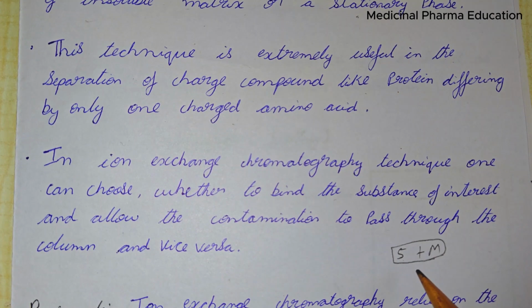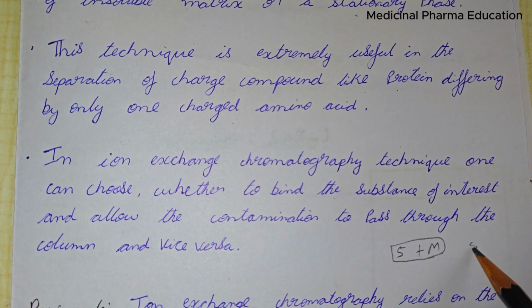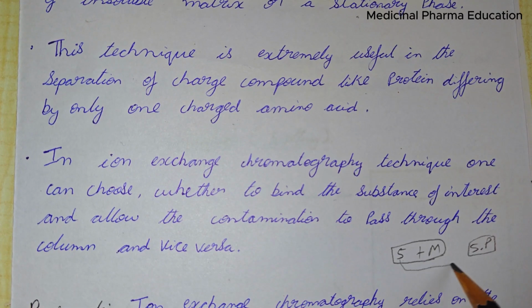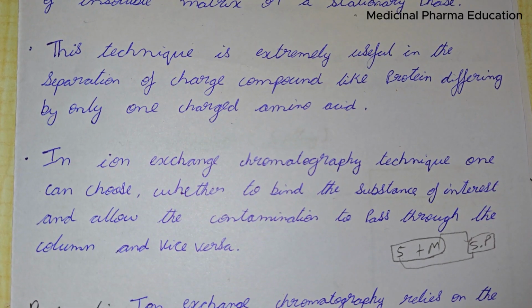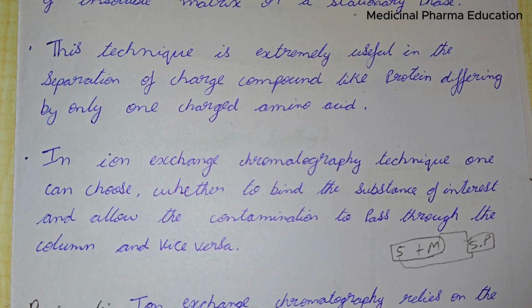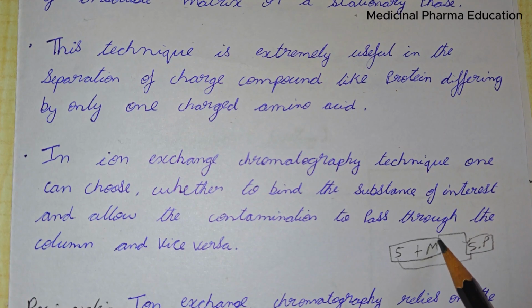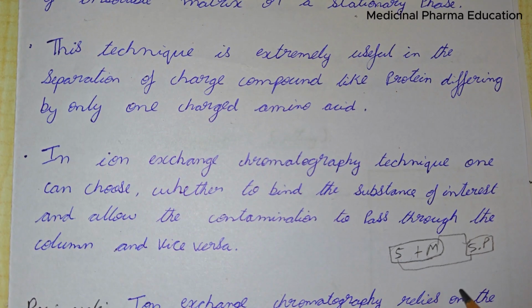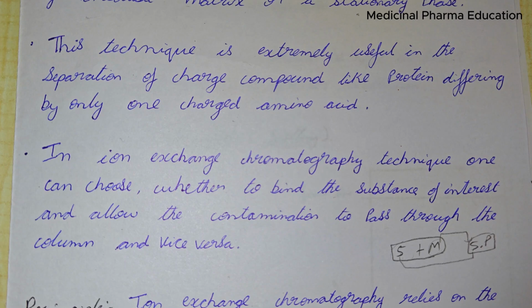In ion exchange chromatography, if the stationary phase is chosen accordingly, we can make this one bind, or we can make that one bind, based upon the interest and the efficiency. If you want this one to bind, all the mixture will pass out. If you want that one to bind, only the required sample will pass. Based upon this mechanism, ion exchange chromatography is developed.